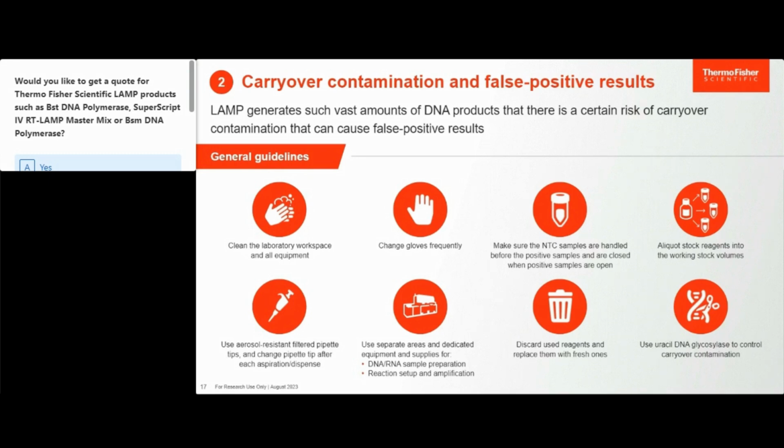Furthermore, use aerosol-resistant filtered pipette tips and change pipette tips after each aspiration or dispensation. Use separate areas and dedicated equipment and supplies for DNA or RNA sample preparation and reaction setup and amplification. Discard used reagents if carryover contamination is suspected and replace them with fresh ones. Use uracil DNA glycosylase to control carryover contamination.